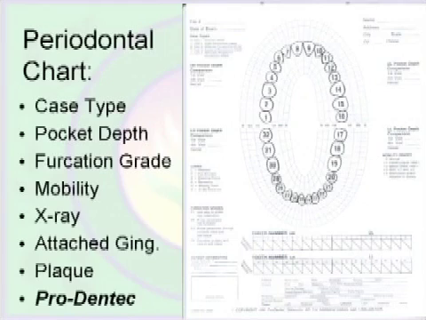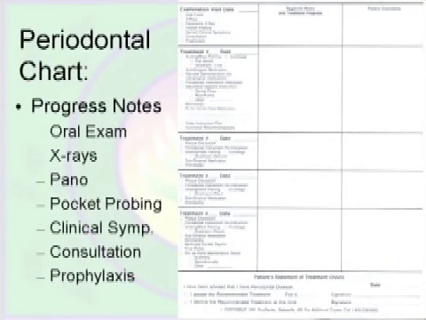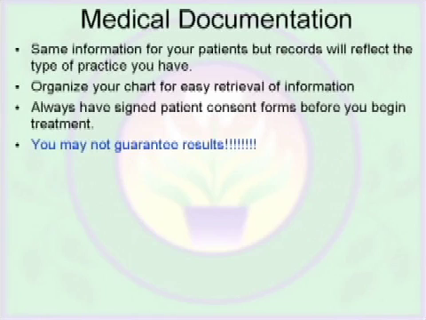You can put the case type, pocket depth, mobility, what the x-ray shows, and then you can come in here on a hard form and do the exact same thing if you don't have a computer. Then you have your progress notes. Same information for your patients, but records will reflect the type of practice you have. Organize your chart for easy retrieval of information.